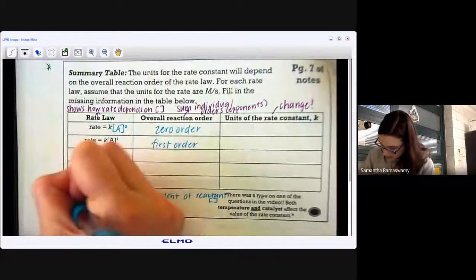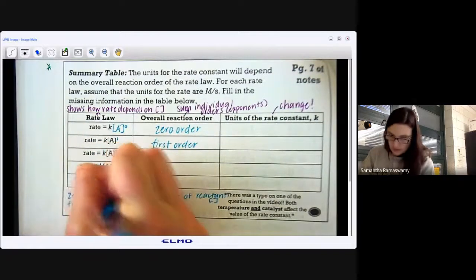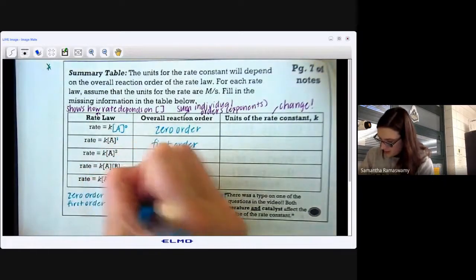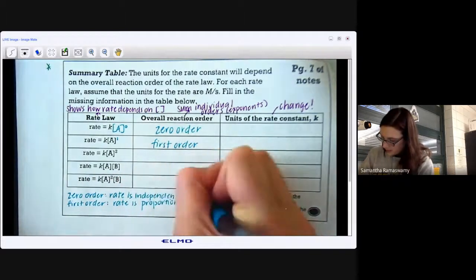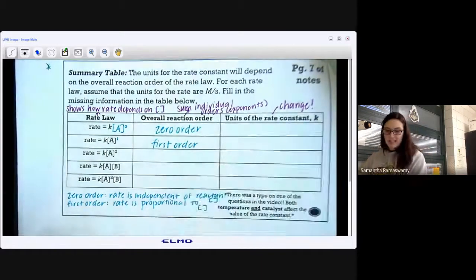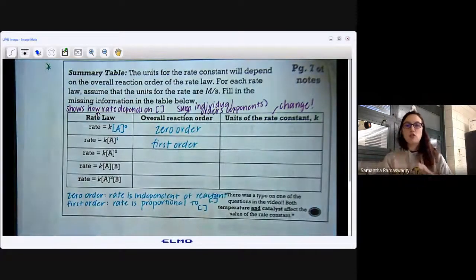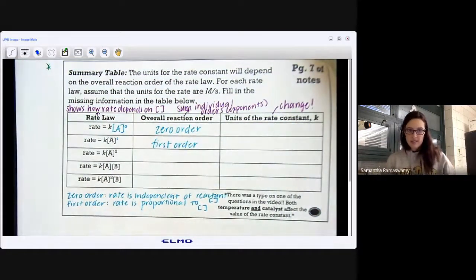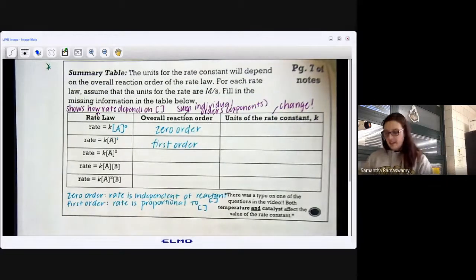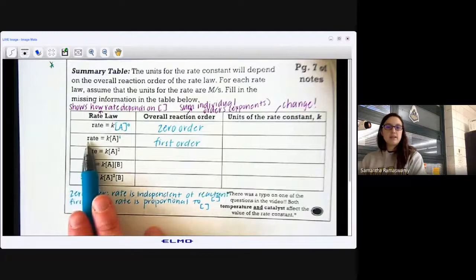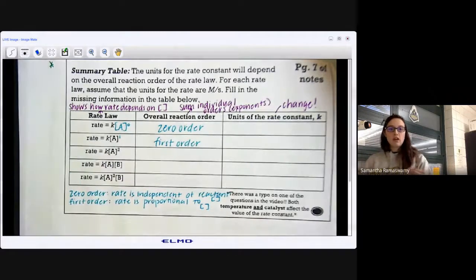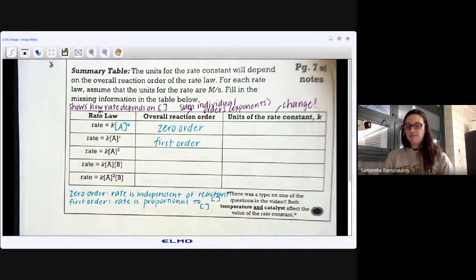Now, a first order reaction means that rate is proportional to concentration. Again, we're talking about reactant concentration, not products. Products do not matter. It's only based on reactants. What I mean by proportional is, let's say this starts at 2 molar. If I double this concentration, I'm also going to double the rate. It's exactly proportional. Whatever you do to the concentration, you will also do to the rate.